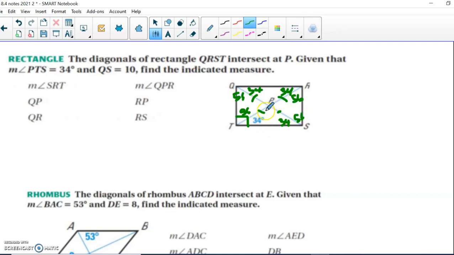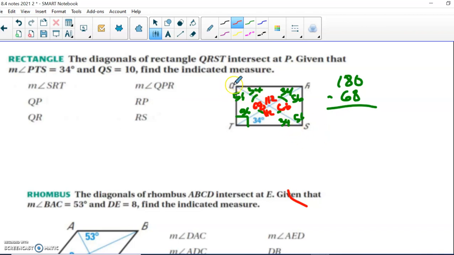So far, so good. Now, we know all triangles have 180 degrees. So I'm going to take 34 plus 34. That gives me 68. I'm going to take 180 minus 68. And it looks like this angle here is 112, which means this angle is 112. And then I'm going to subtract from 180. I have a linear pair there, so I'm going to subtract that from 180. And it looks like these angles are 68. All right, so we found all the angles.